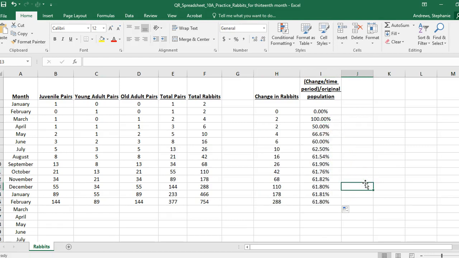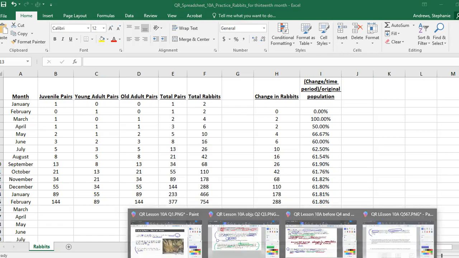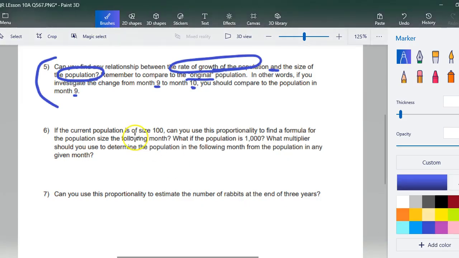Oh, look at that. Once we get on down to about month 8 in August, it starts to settle in to a change of 62% or 0.62. Keep that in mind, and let's go back to the question that says, go ahead and look for a relationship. I would say that we're finding a relationship of this 0.62 or 62% as we go through the months, and it's settled into that.